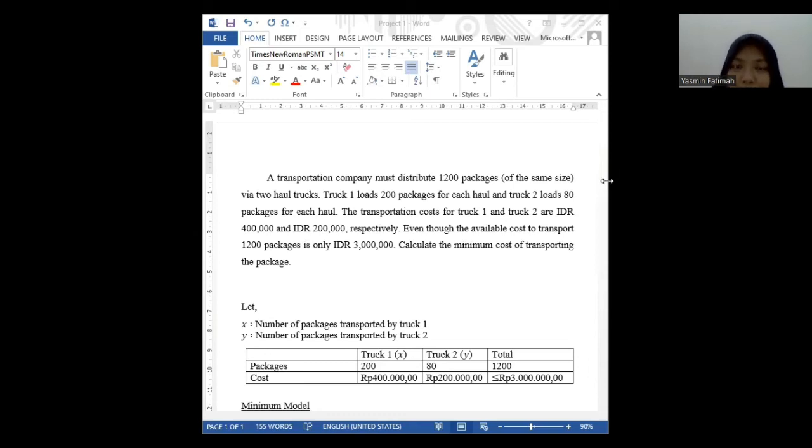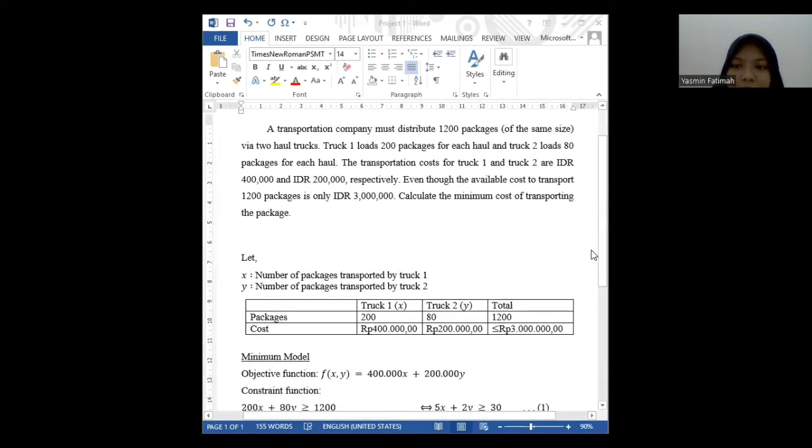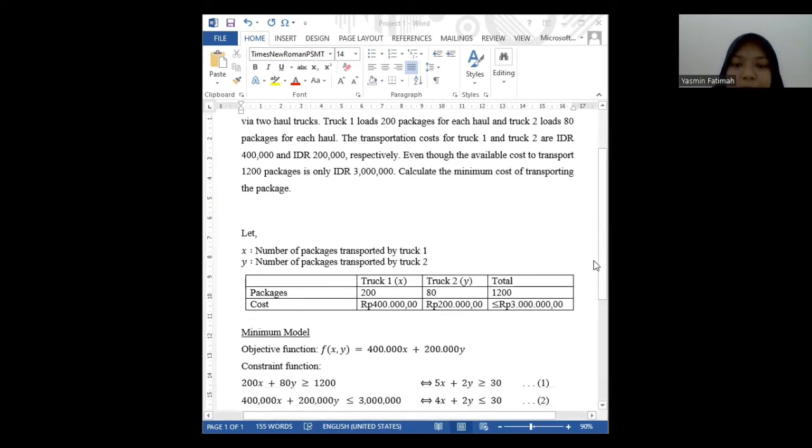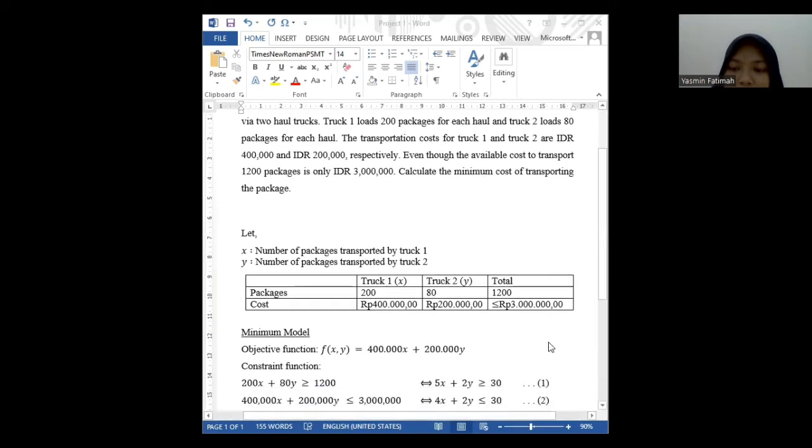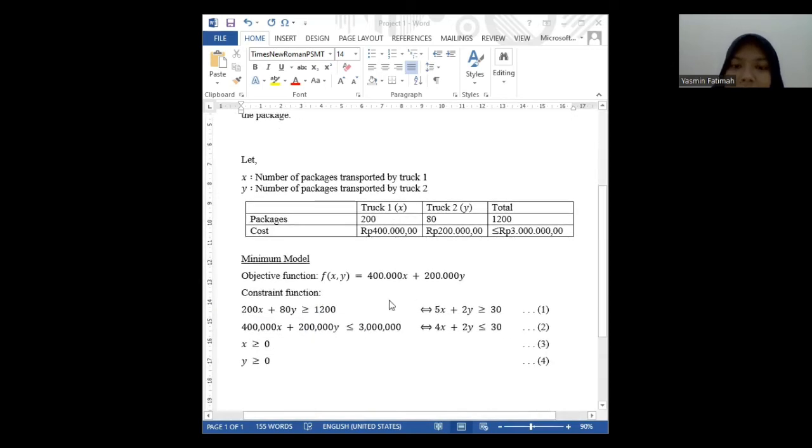So the first thing to do to solve this problem, we have to make the mathematical model. Let X be the number of packages transported by truck 1, and Y the number of packages transported by truck 2. To make it easier, we make a table that contains the information of the problem. So we'll have this information here, and from the information, we can make the minimum model.